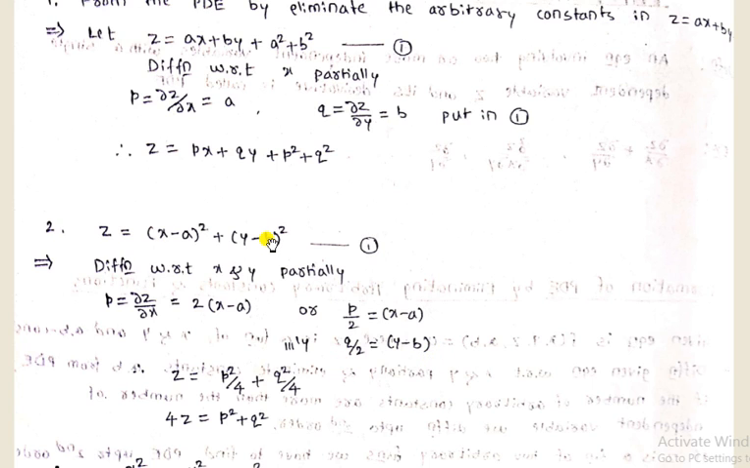equation number 1. So equation 1 becomes z equal to, so x minus a is p by 2 and its square means p square by 4, and y minus b is q square by 4, or 4z equal to p square plus q square, and this equation is free from arbitrary constants a and b. So which is the required solution.